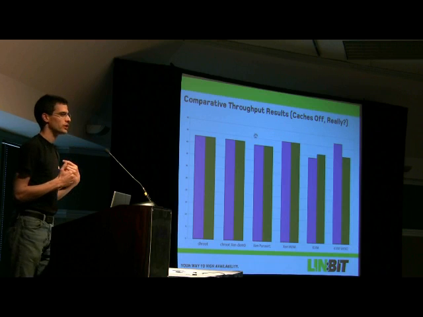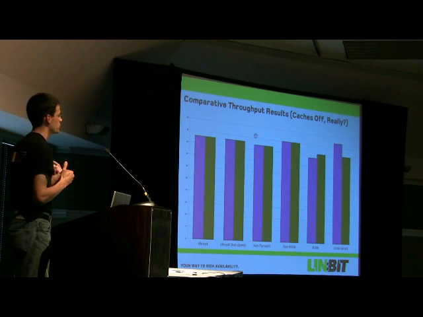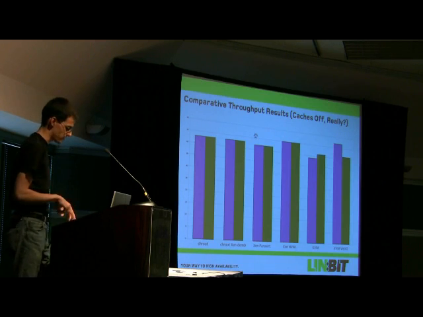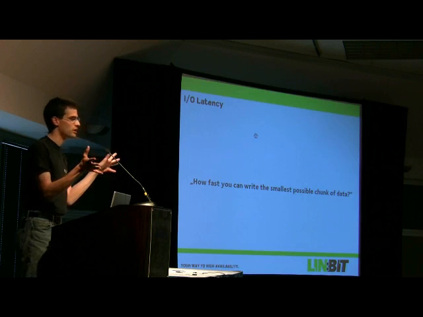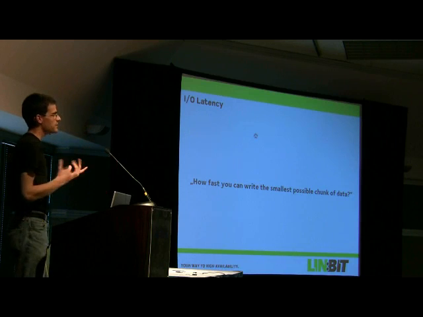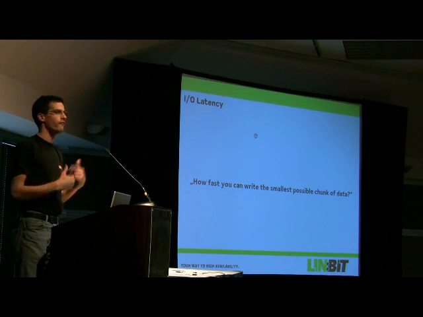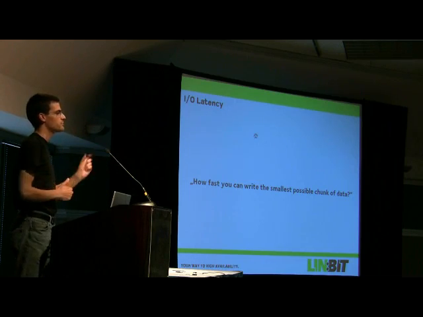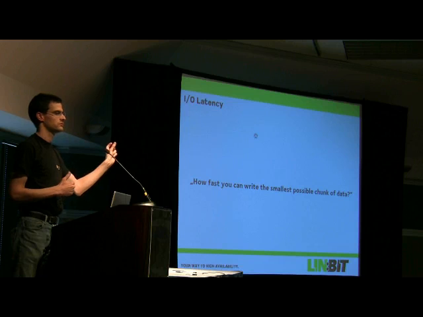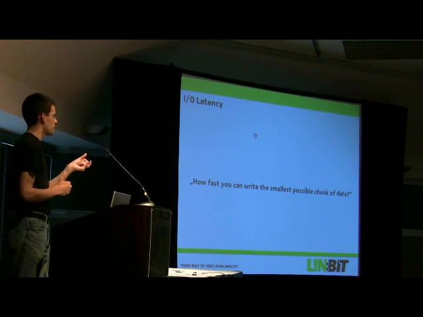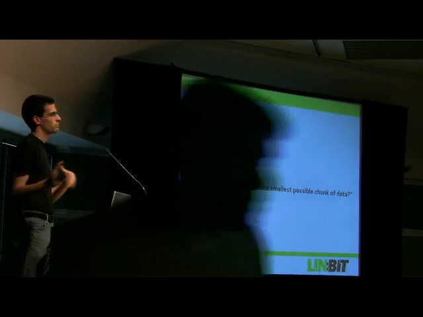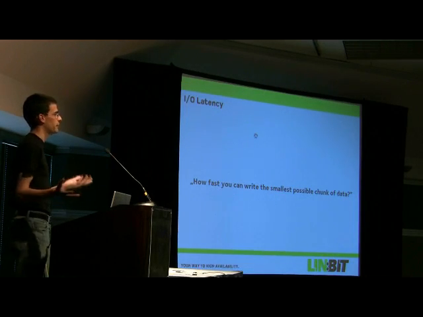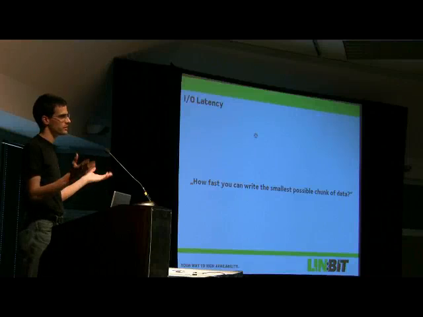So throughput is actually the least of our concerns here. What we should really be looking at is latency, and with latency we're actually getting really surprising things. So what is latency in terms of I/O block device latency? It's basically the answer to the question, how fast can you write the smallest possible chunk of data? As I'm sure you know, the smallest possible chunk of data that we can write onto a block device in Linux is 512 bytes. That's the hard sector size.